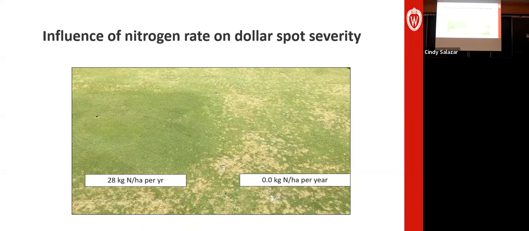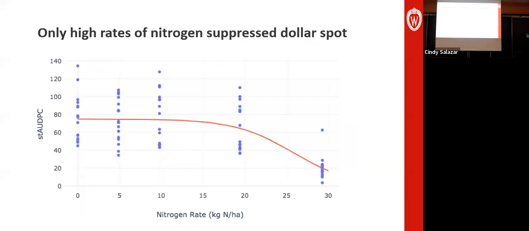So here's a picture teaser. Nitrogen does have an impact on dollar spot, right? So here's no nitrogen over the course of the year, and then here's 20 kilograms of nitrogen per hectare, which is about 6 pounds of N per 1,000 square feet, which is a lot of N, right? You would not apply that much N on a golf course.